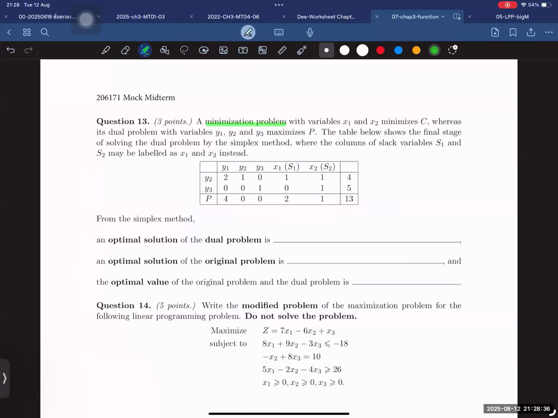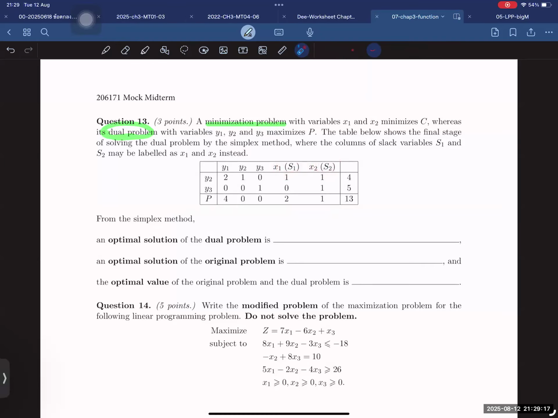Okay, minimize C. Whereas the dual problem has variables y1, y2, y3. So the table related to the dual problem is shown here with the variables y1, y2, y3. They say this is the final state after we perform the dual problem and the simplex method. We got this table with the slack variables s1, s2, or maybe we can call the original problem x1, x2. That's fine. But in class we use s1, s2.